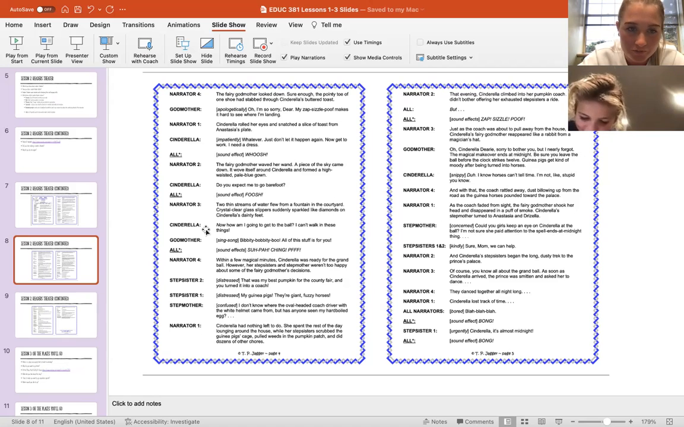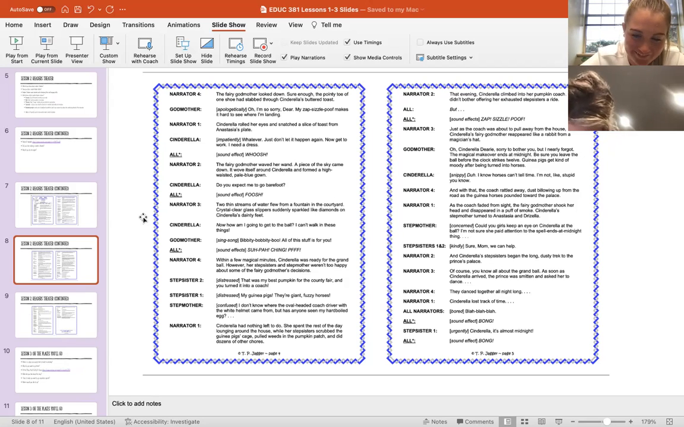Whoosh. Whoosh. The fairy godmother waved her wand. A piece of the sky came down. It wove itself around Cinderella and formed a high-waisted, pale blue gown. Do you expect me to go barefoot? Whoosh. Whoosh. Two thin streams of water flew from the fountain in the courtyard. Crystal clear glass slippers suddenly sparkled like diamonds on Cinderella's dainty feet. Now, how am I going to get to the ball? I can't walk in these things. Bibbidi bobbidi boo. All of this stuff is for you. Surprise! Ching! Poof.